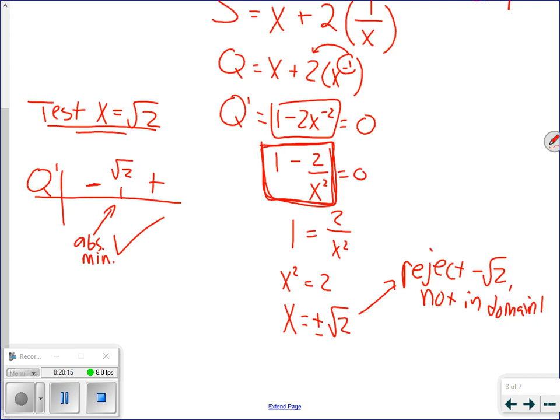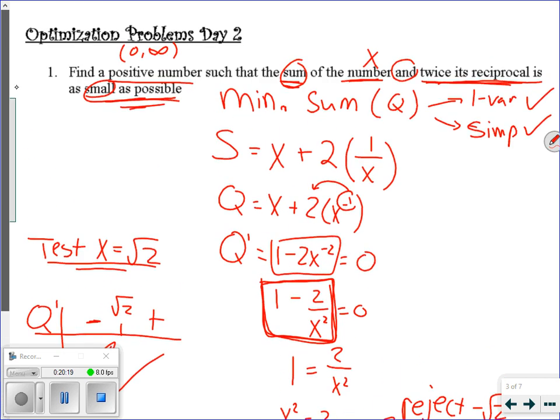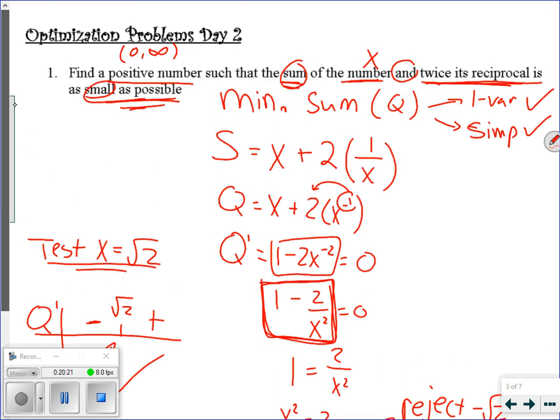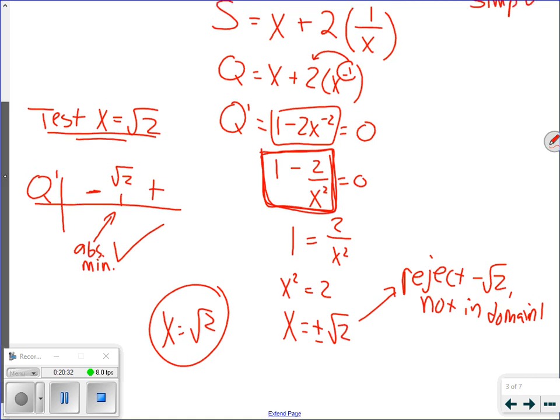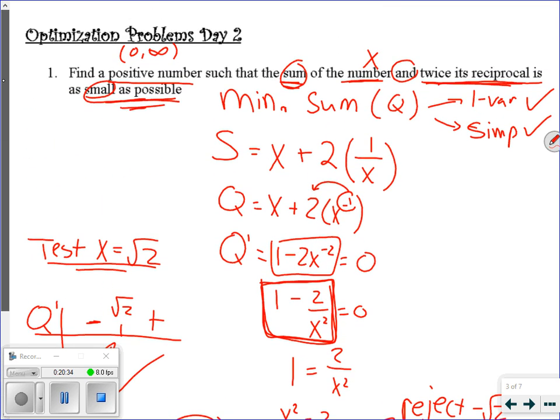So we verified that. What is the question asking us to find? It says find a positive number. Well, we don't have to do anything else. We figured out what that positive number is. It's just the square root of 2. Okay. If I add the square root of 2 and its reciprocal together, doubling it, it will be the smallest sum possible.